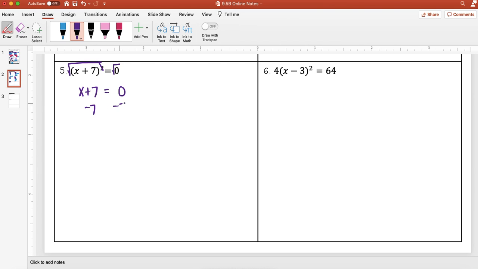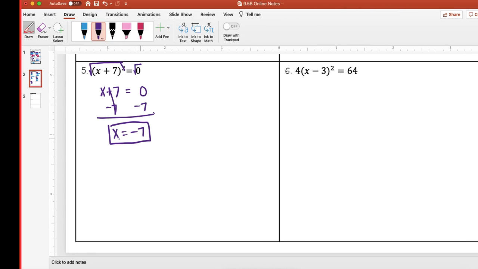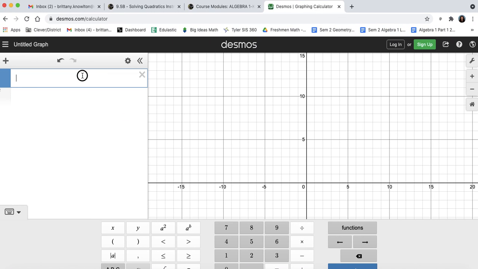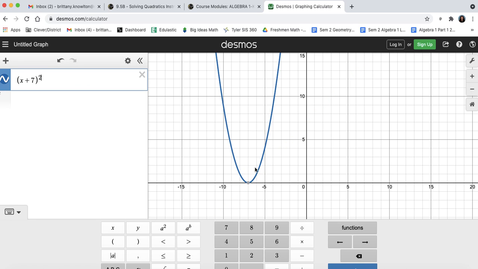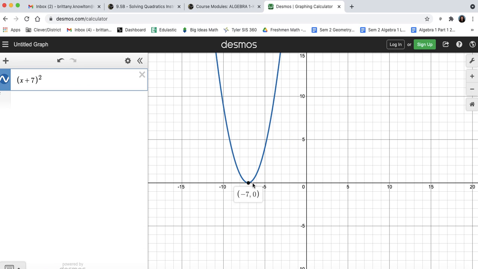Now I'll subtract 7 from both sides. And I get x is equal to negative 7. So you notice for this one I only end up with one answer. That's because this graph only crosses the x-axis at (negative 7, 0). And so if I type that into here, you see I only have the one solution because it only touches there.